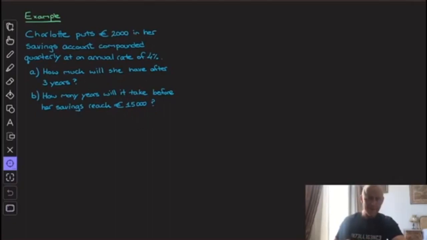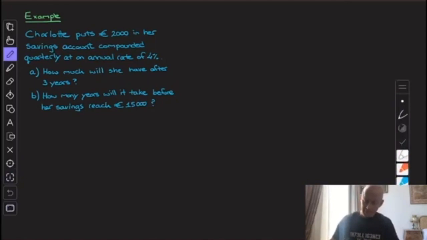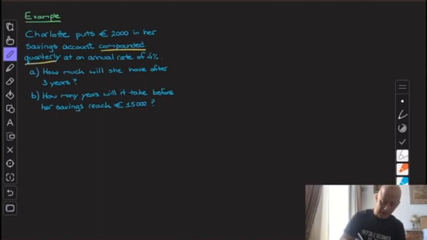Well, the key distinction to make between this question and the one we just saw is the fact that in this case, we're told that it's compounded quarterly, and I'll actually underline quarterly twice. The difference that makes is the number of times per year interest is applied to her savings, okay? And it makes a difference. I'll tell you now, the difference when you're investing 2,000 euros isn't massive. For larger amounts of money, though, it makes a tremendous amount of difference. So, I'll just remind you of the formula at the top.